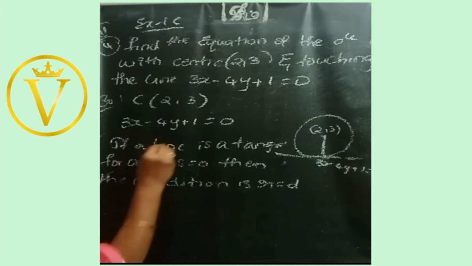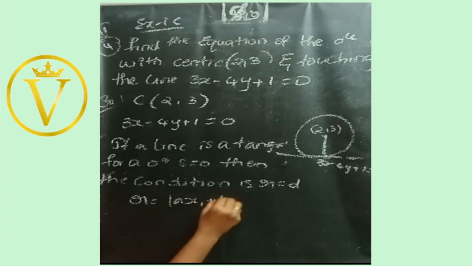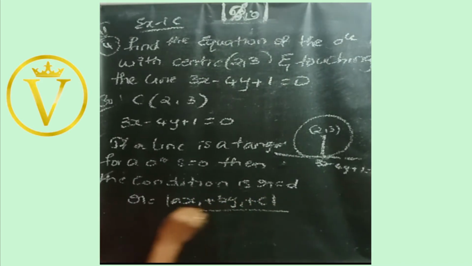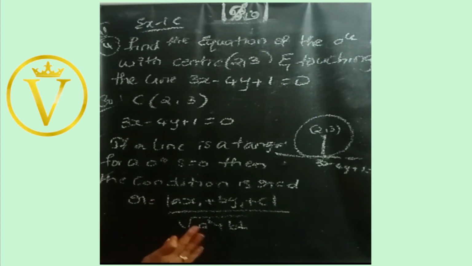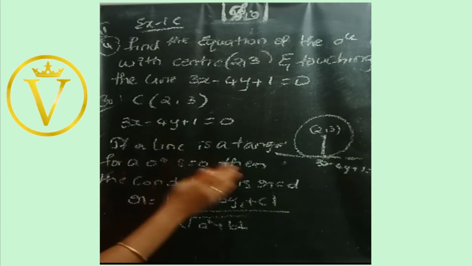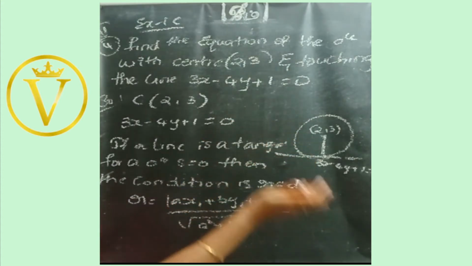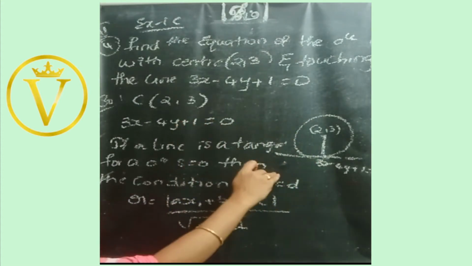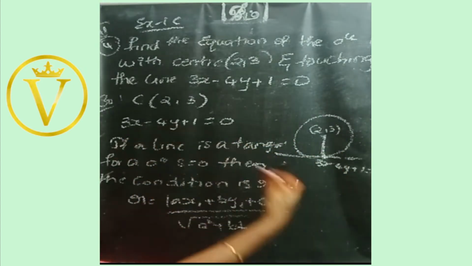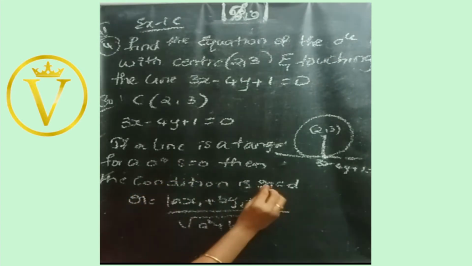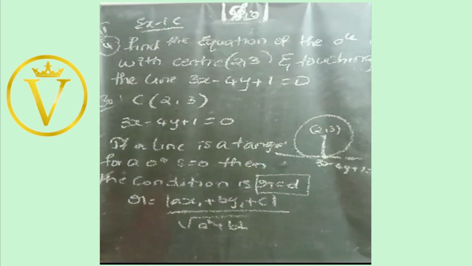So now for this question, r equals ax1 plus by1 plus c by root of a square plus b square. So don't get confused. Before, we found the distance between the circle and the line. But here they have given the center and the line. If a line is a tangent of a circle S equals 0, the condition will be r equals d. Don't confuse the previous problem and this problem.